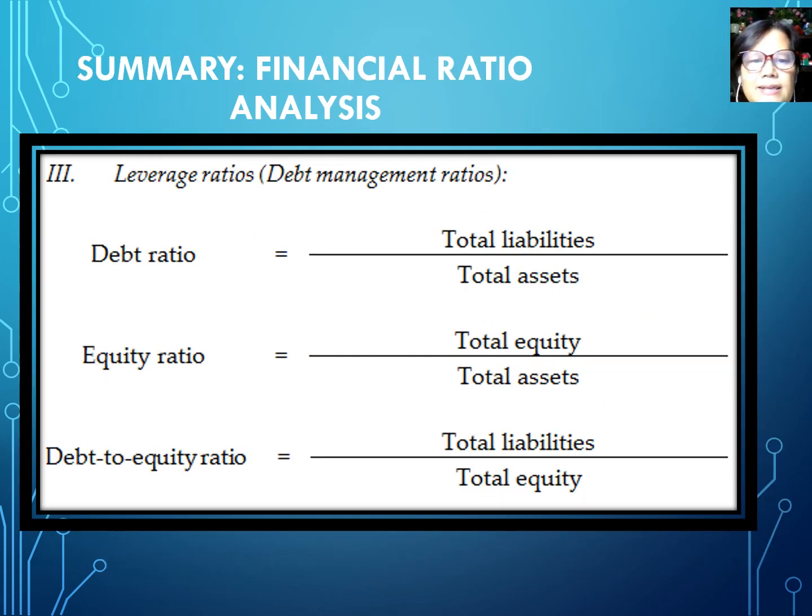And the last one is the leverage ratio or debt management ratios. Debt ratio is equal to total liabilities over total assets. And then the other one is equity ratio is equal to total equity over total assets. And the last one is debt to equity ratio is equal to total liabilities over total equities.